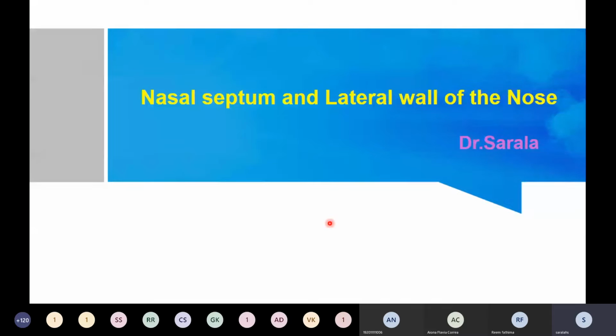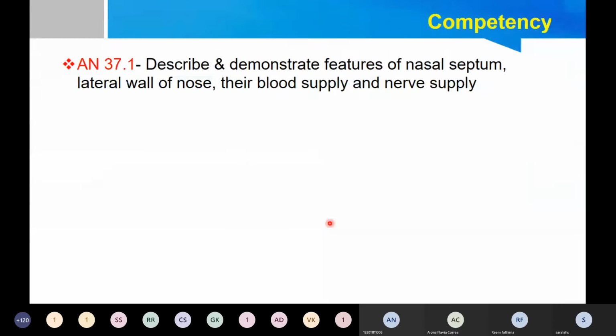Today we'll be learning about the nasal cavity, including the nasal septum and the lateral wall of the nose. You'll be learning this topic under the competency 37.1. Under that you should be able to describe and demonstrate the features of the nasal septum and lateral wall of the nose, their blood supply and nerve supply.